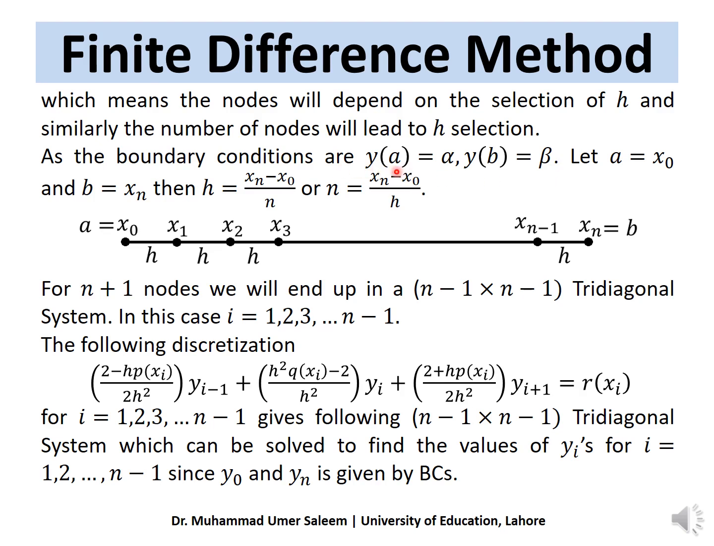So here again it's a type of mistake. It should be y of a is equal to alpha and it should be y of b is equal to beta. It should not be x of a. So it's a type of mistake. I will remove that mistake again in the PDF file.